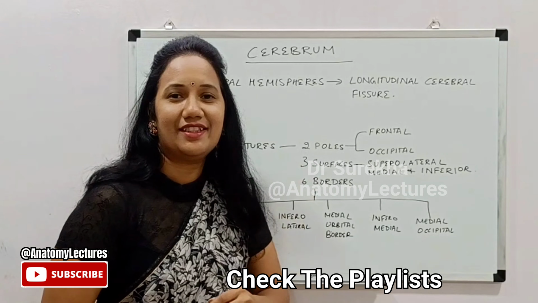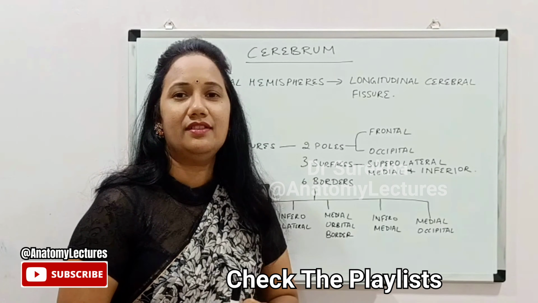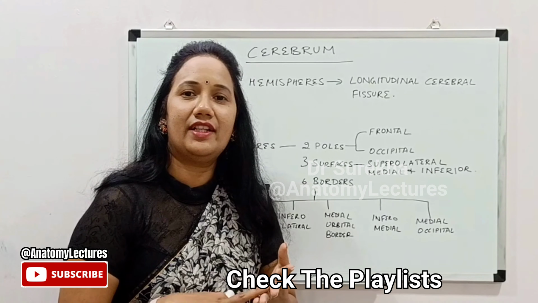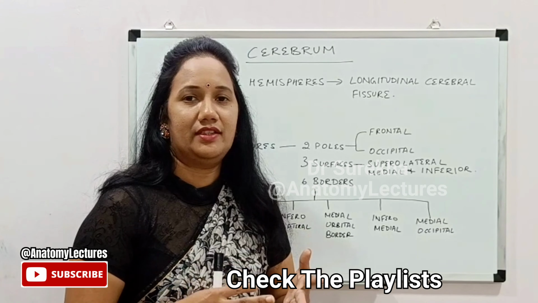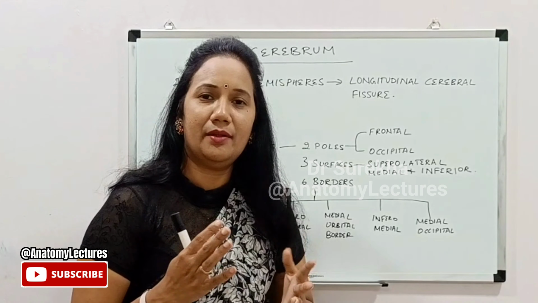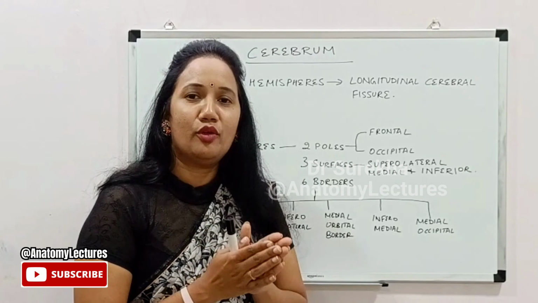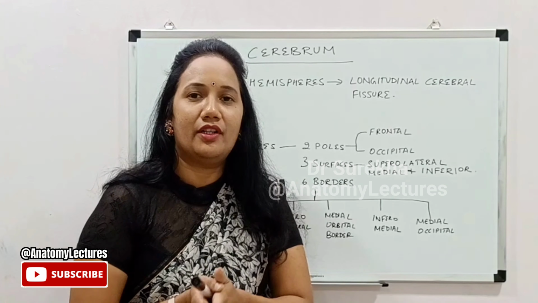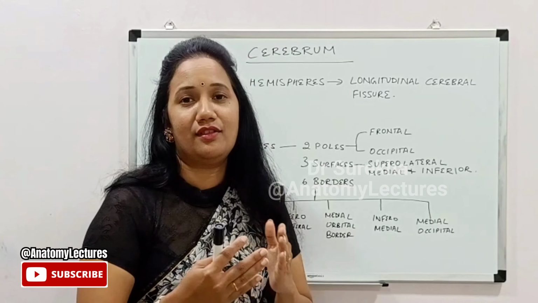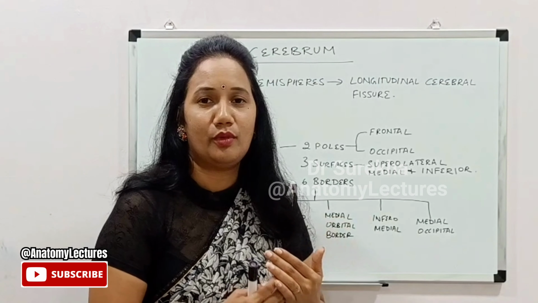Each cerebral hemisphere has three surfaces: the superolateral surface, medial surface and inferior surface. These are divided by three major borders: the superomedial border, inferolateral border and inframedial border. Now, this inframedial border has three parts. So, what are those borders?